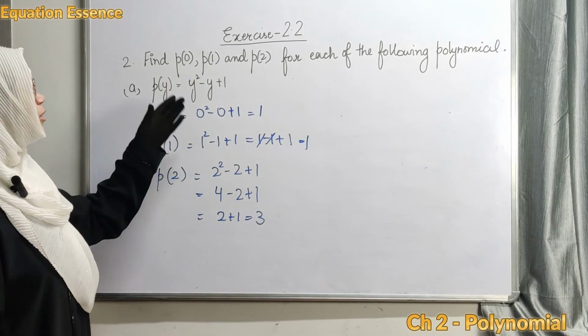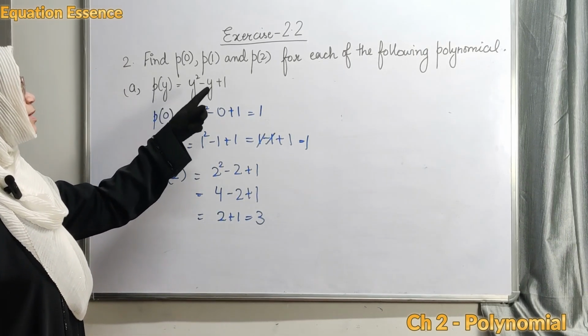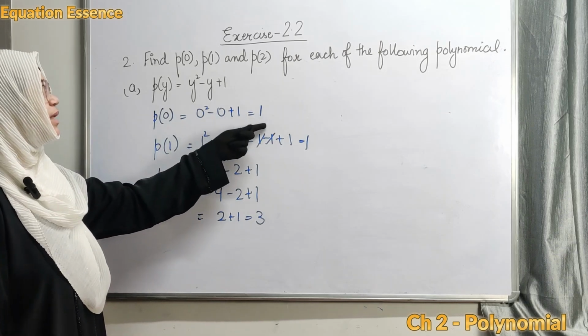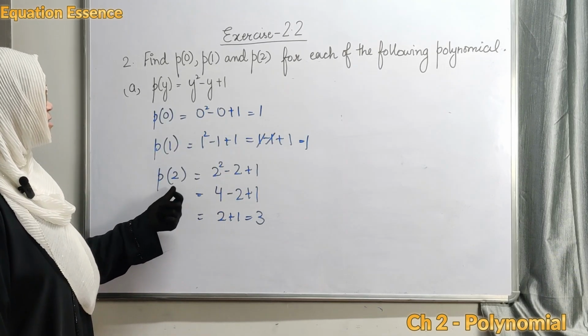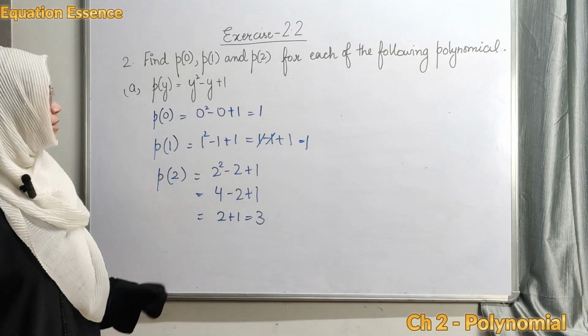So, the value of this polynomial y squared minus y plus 1 at x equals 0 is 1, at x equals 1 is 1, and at x equals 2 is 3.